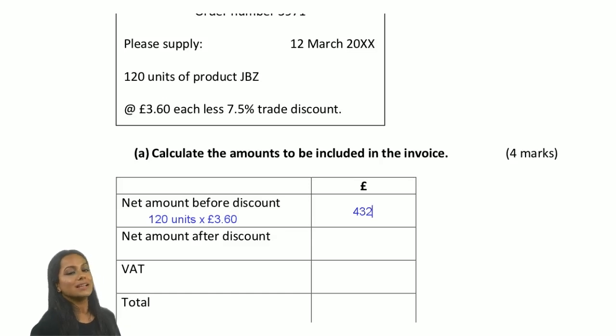So I need to take the amount before discount and then net off or take away 7.5% of that. So if you guys know what would be the net amount after 7.5%, can you please give me a value in the chat box below? What do you guys think?